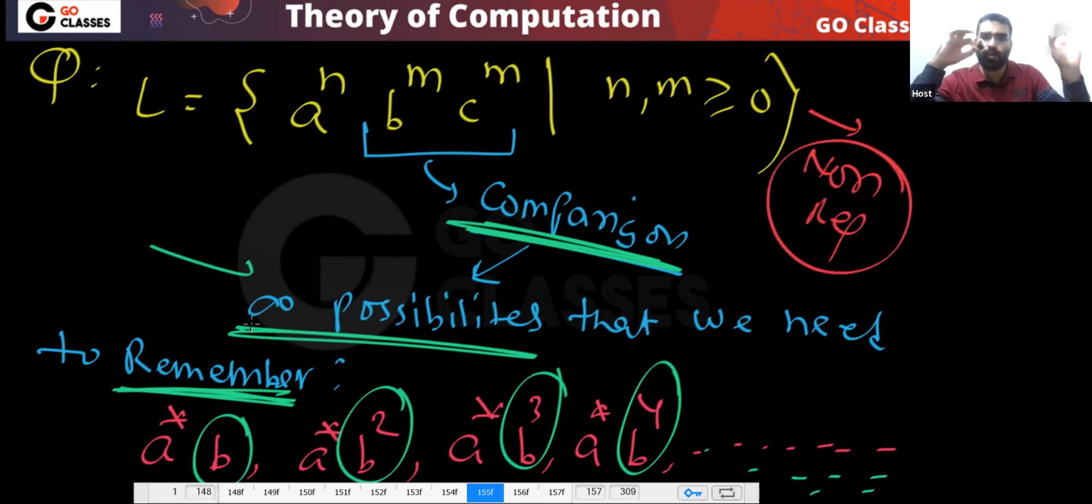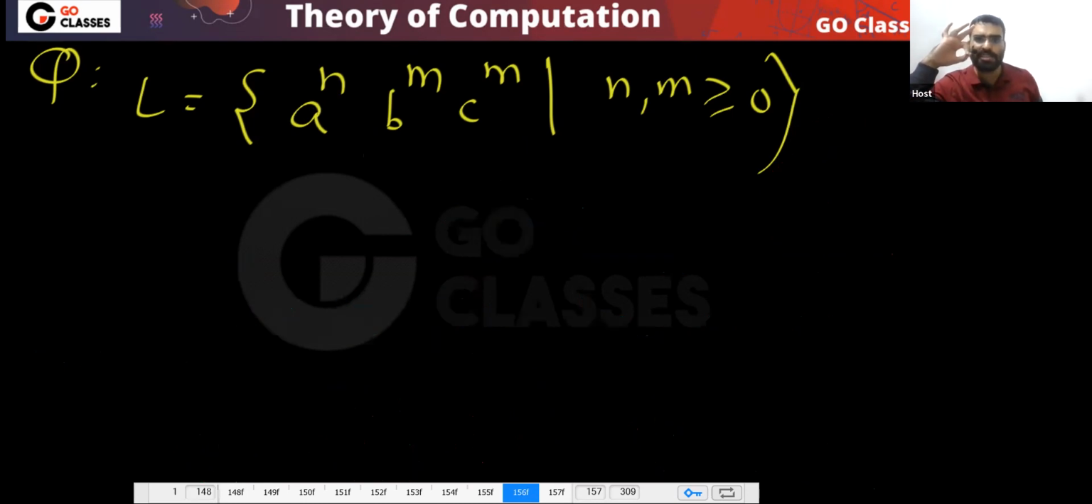This proof is informal. In the GATE exam, you are going to use this type of proof. In the GATE exam, don't apply the formal proof. Okay, so now let's see the formal proof. Prove L is non-regular.